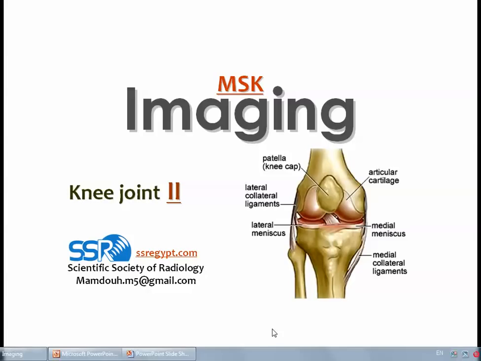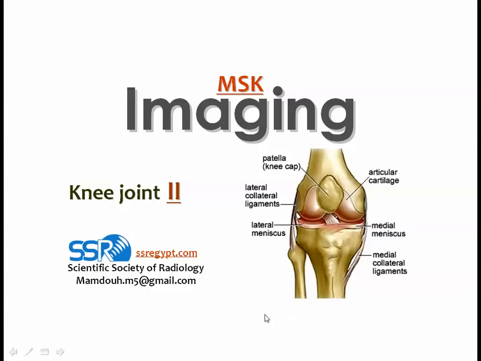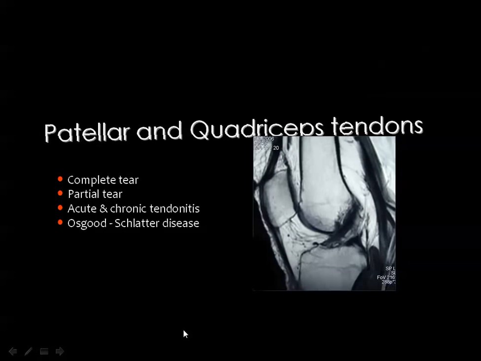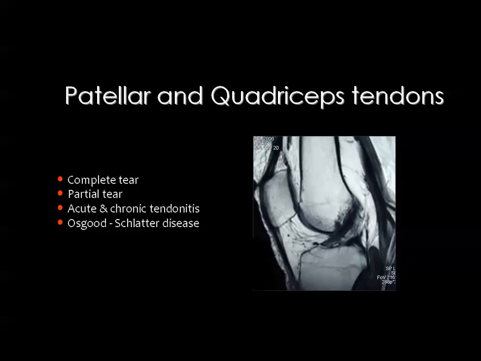Then in this part we'll discuss the remaining issues in the knee joint, which include the evaluation of the patellar and the quadriceps tendons, also the patellar lesions, synovial pathology, osteochondral and bone marrow lesions. Starting with the evaluation of the patellar and the quadriceps tendon, we have these issues: a complete tear, partial tear, acute tendinitis and chronic tendinitis, and finally Osgood-Schlatter disease.